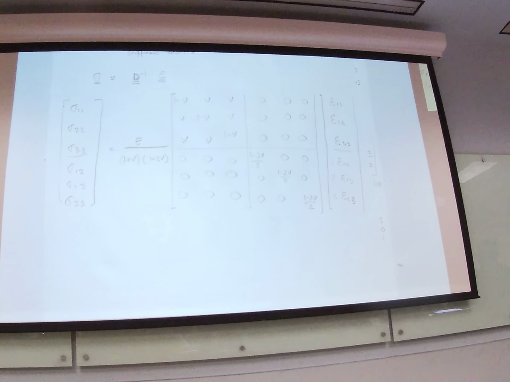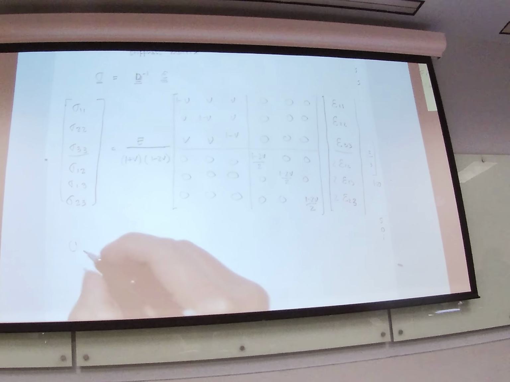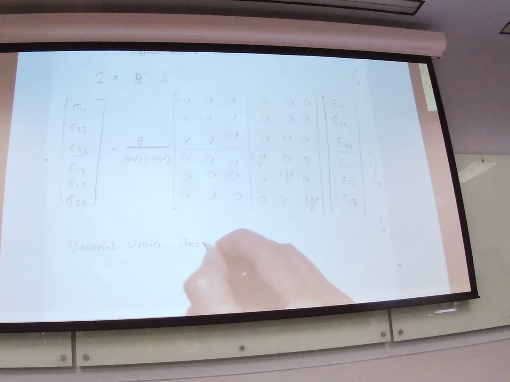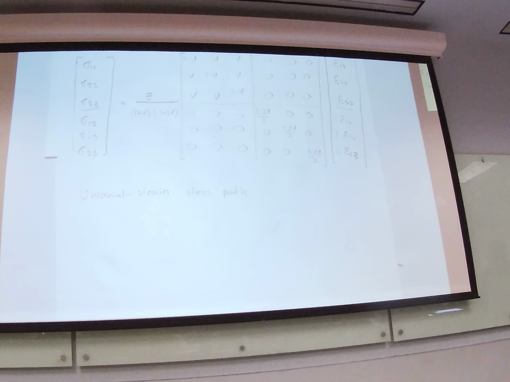We use these matrices and these equations in order to compute problems that are not just in 1 dimension, but may involve 3 dimensions. Because now we have all the equations that we need to solve problems a little bit more complex than the one that we did before. For example, the problem that we're going to solve now is called a uniaxial strain stress path. Let me tell you what that means.